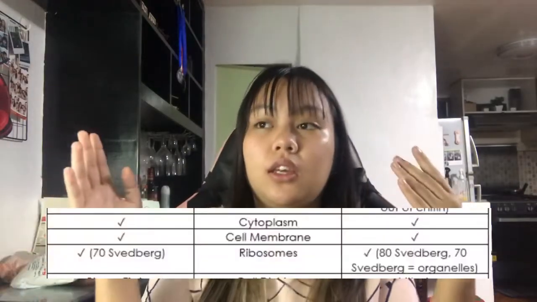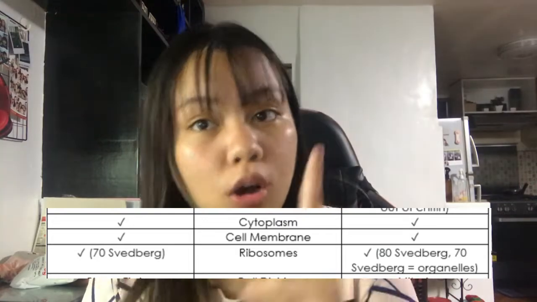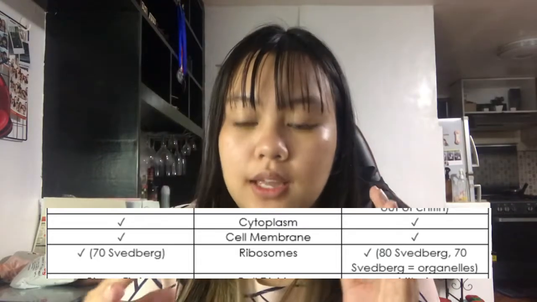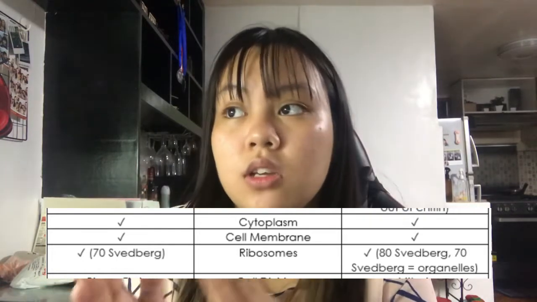Next, moving on. Cytoplasm. The eukaryotes also have a cytoplasm. The cell membrane or the plasma membrane, they also have that. The ribosome, they also have that. But in this case, it goes in 80 Svedbergs. But when it comes to the organelles, it's 70 Svedbergs, same as the prokaryotes. But again, these are the organelles. When it comes to the eukaryotes itself, it's 80 Svedbergs.